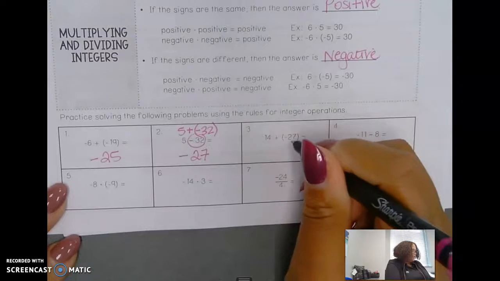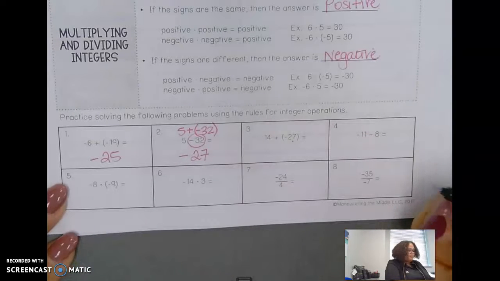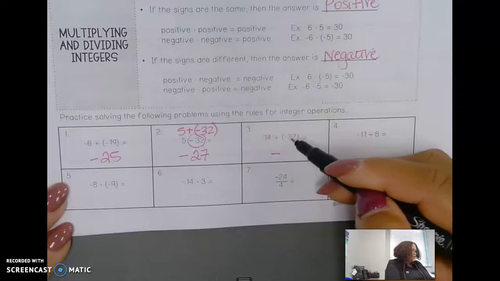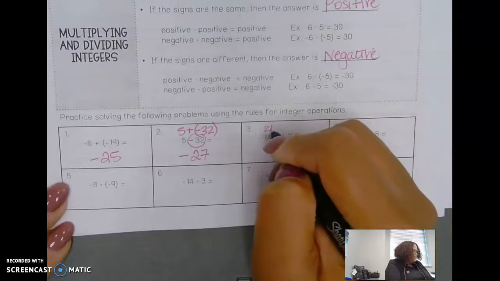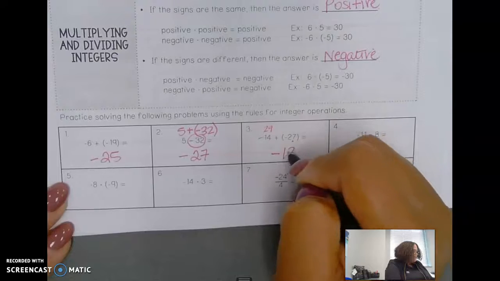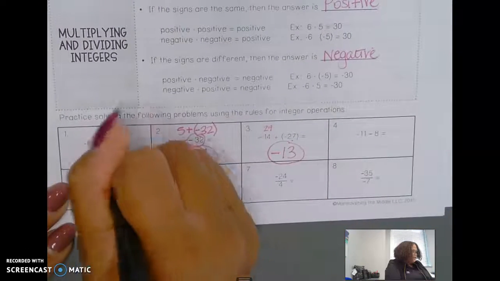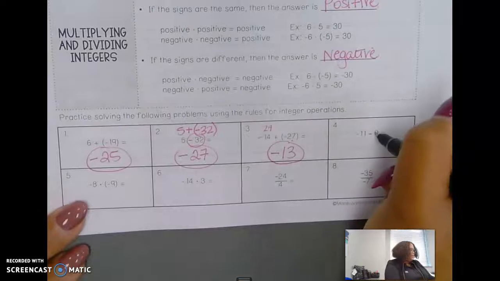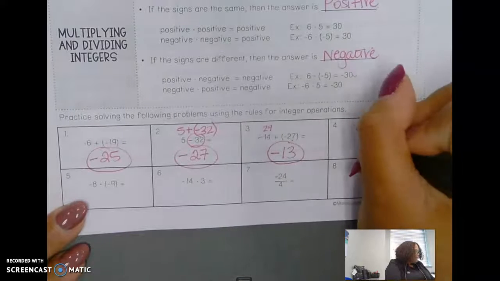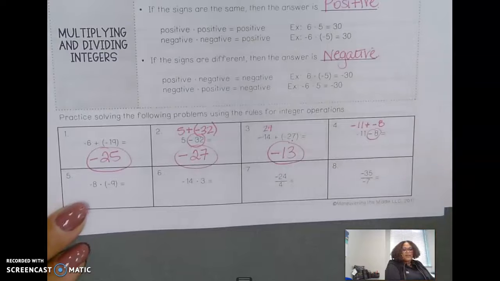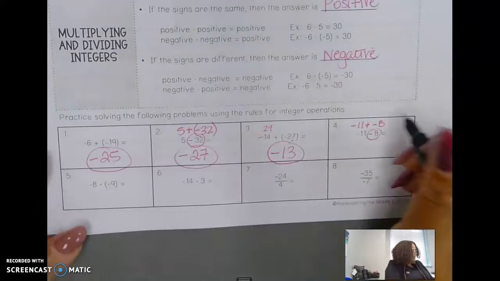Here, my negative is the bigger group. So this is going to be negative. My negatives are going to win. I find the difference. 27 minus 14 is negative 13 here. Just circle around my answers to indicate that I'm done. This is a negative 8. Negative 11 plus negative 8. I've got 8 negatives and 11 negatives. If I put them together, I have a total of 19 negatives.